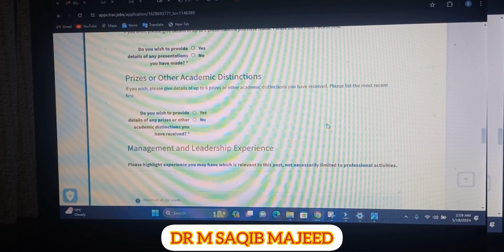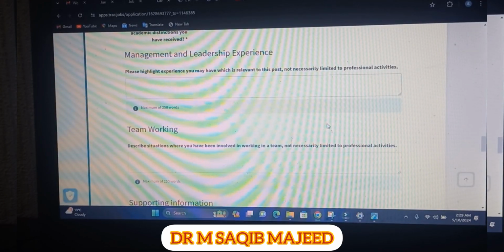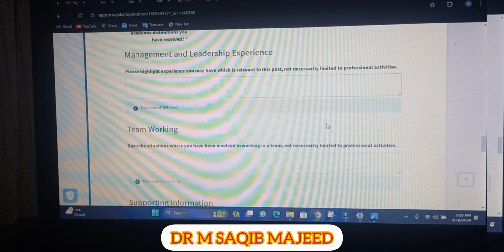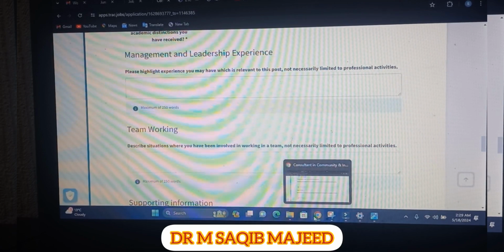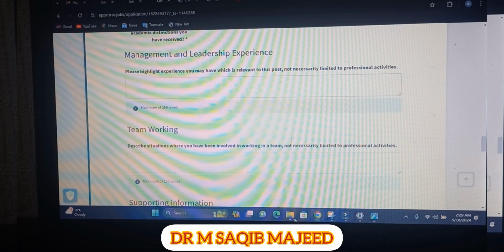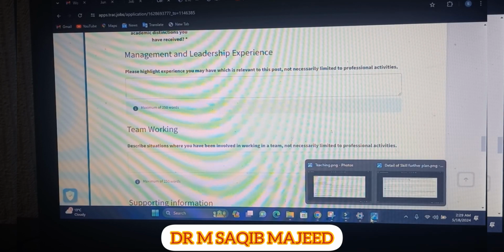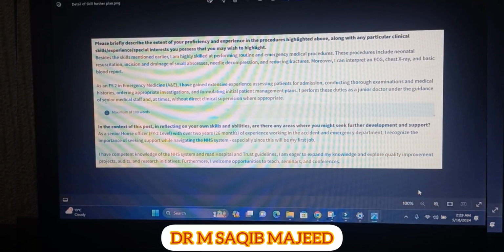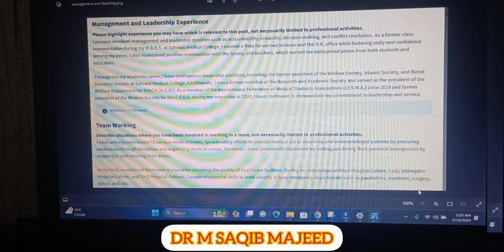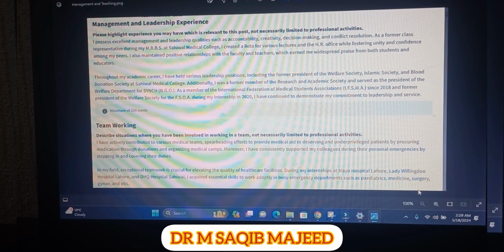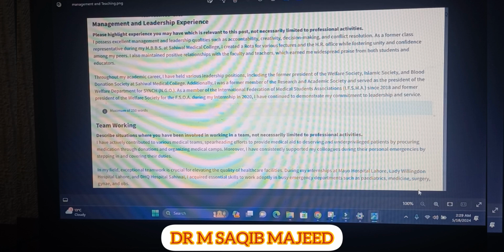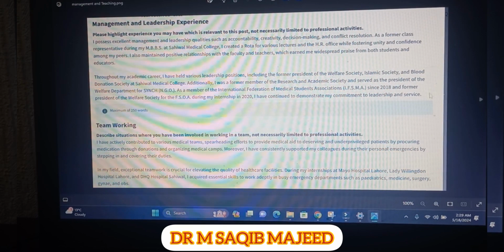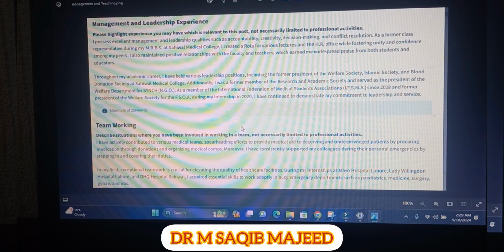And if we talk about the management and leadership skills and team working, I will show you my way of writing these things, and you can get an idea how you can write them according to your experience and technique. For the management and leadership experience, you can put just 1 or 2 paragraphs, and in every segment, whether it's management, leadership skill, or team working, you can put it like this. You can read this and put your examples accordingly.